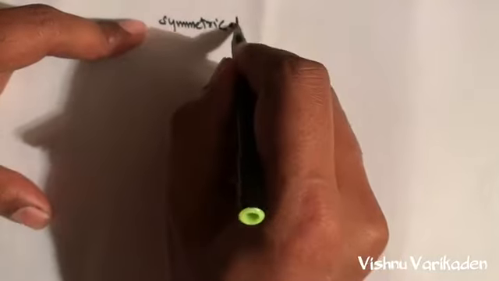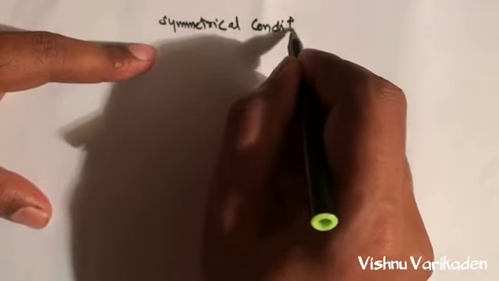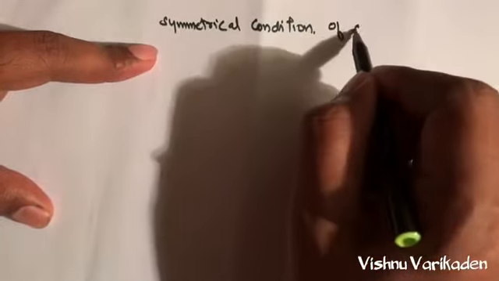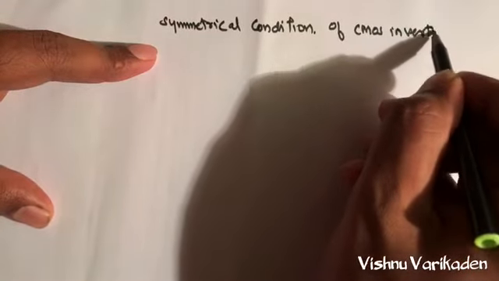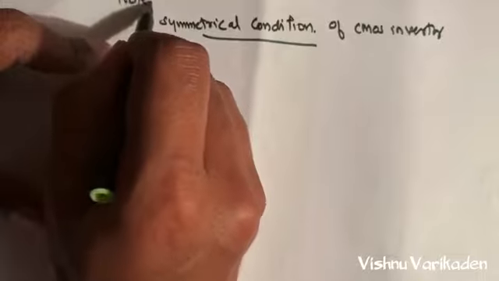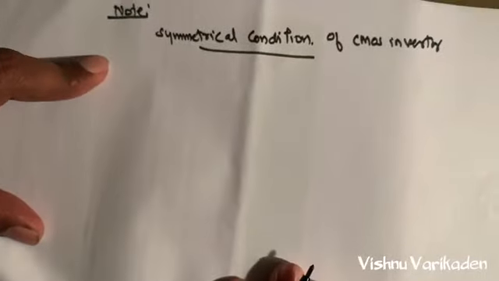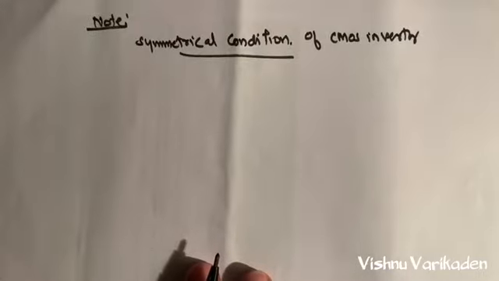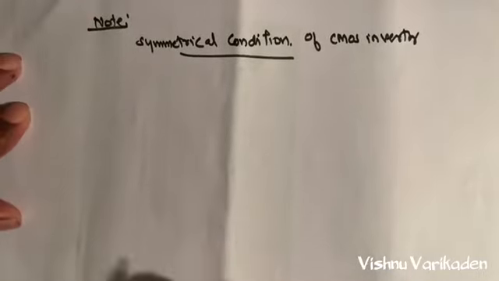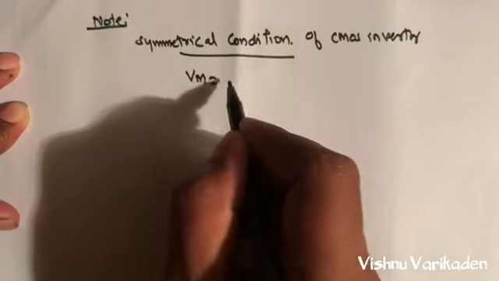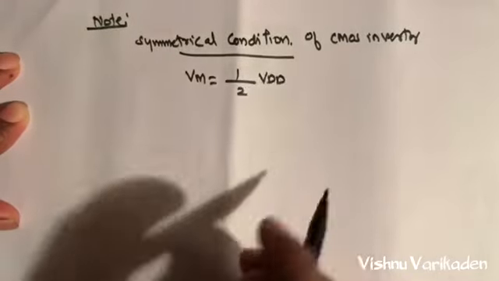The symmetrical condition of the CMOS inverter. In a symmetrical inverter, the VTC is one that has equal 0 and 1 logic. So in order to make the 0 and 1 logic input voltage ranges equal, we can determine the midpoint voltage VM is equal to 1 by 2 into VDD.